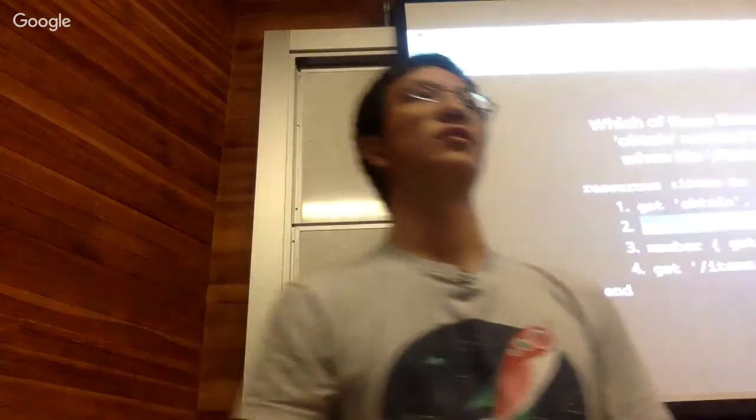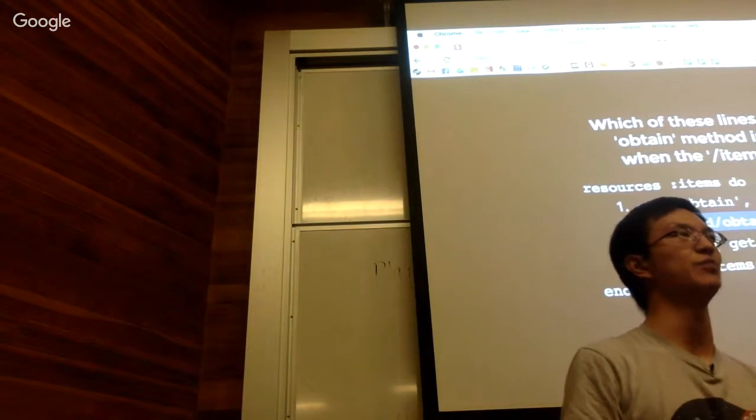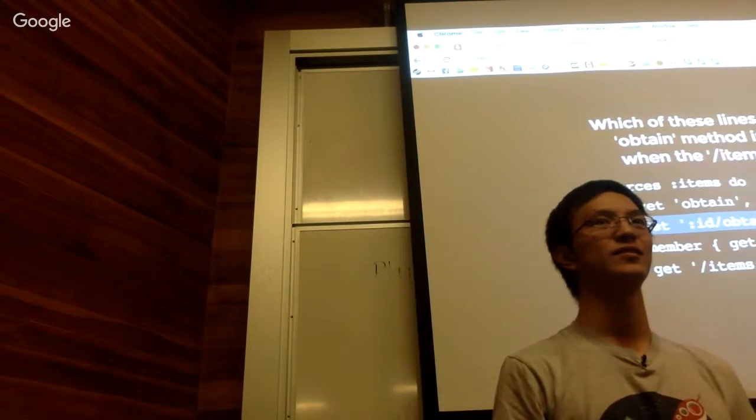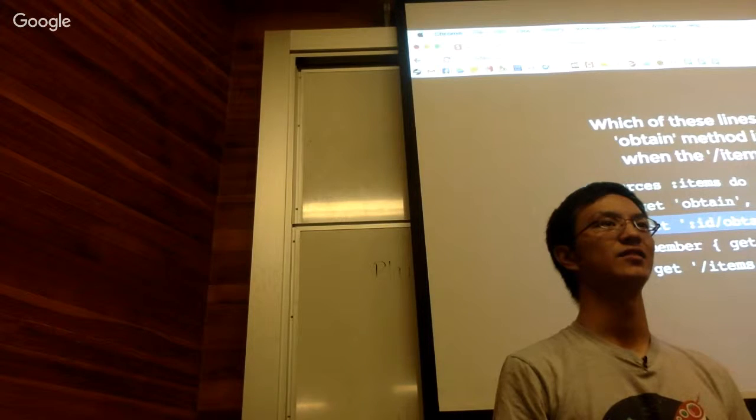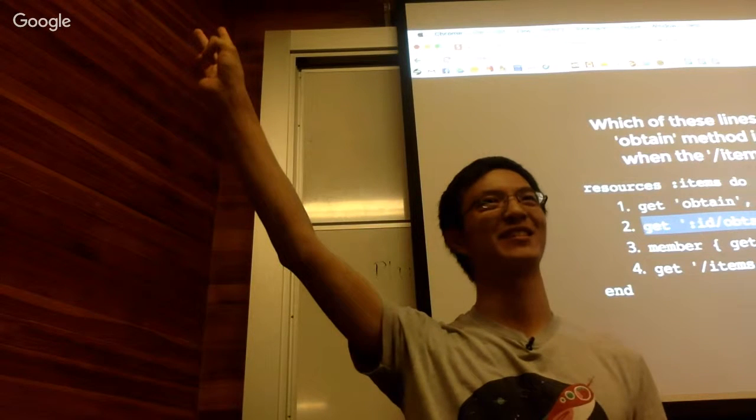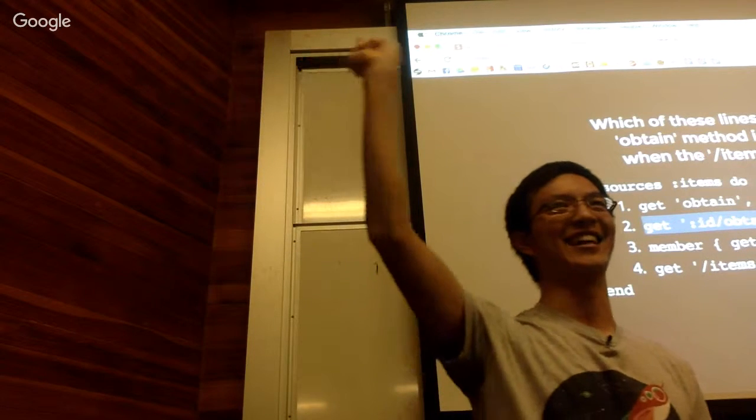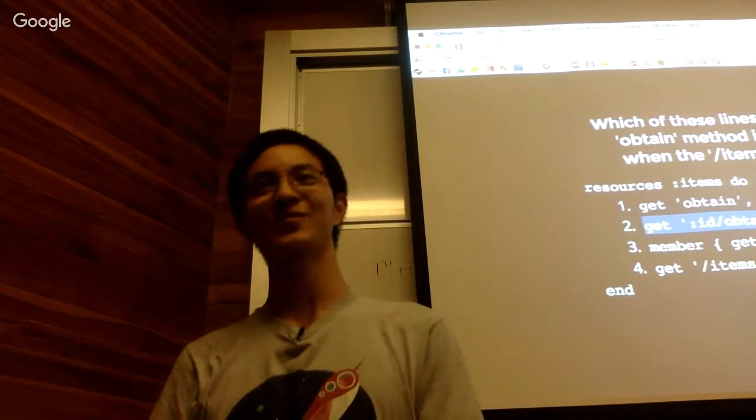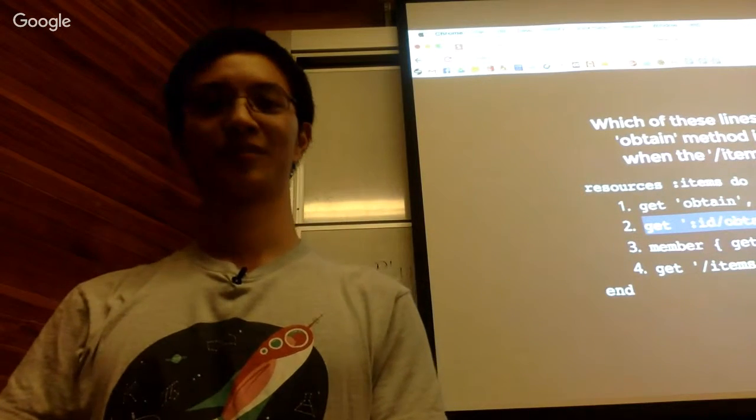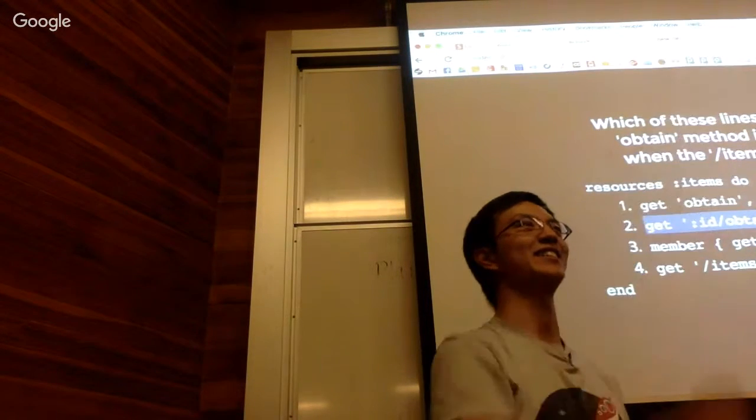What about number 2? Get ID obtain to obtain. A lot of you wrote that. All of you raised your hand and said 2. Someone defend their answer. Why did you put number 2? Who raised their hands for number 2? Be honest. Y'all are lying. What did you think? Why did you choose 2? Because it's the only thing that has ID. Very valid. Anyone else? What do you think?